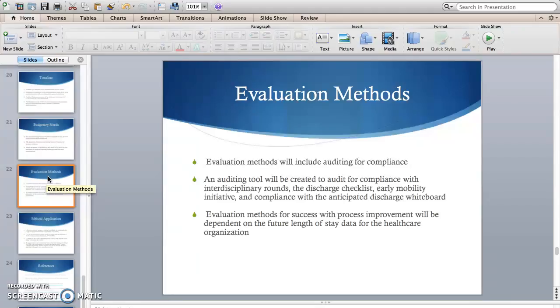Evaluation methods will include auditing for compliance. So an auditing tool will be created to audit for IDRs, the discharge checklist, the early mobility initiative, and then compliance with the anticipated discharge whiteboard. Evaluation methods for success with the process improvement will depend on the future length of stay data for the healthcare organization.